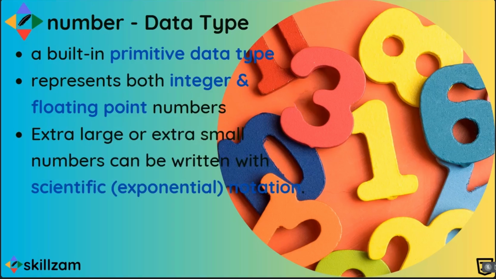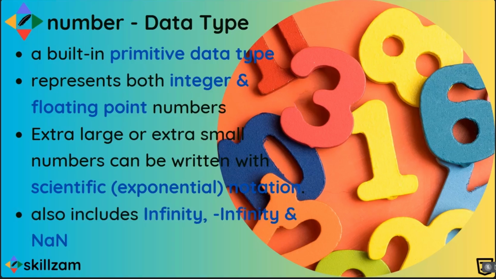And again, extra small and extra large numbers are best represented in the form of exponential notation or scientific notation that we saw. How e in like 123e2, what it means is 123 into 10 to the power 2. Okay, that is what we saw. Again, that is your exponential notation. And numbers can also represent infinity, minus infinity, and also NaN.